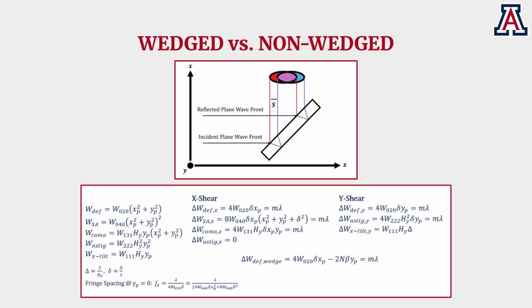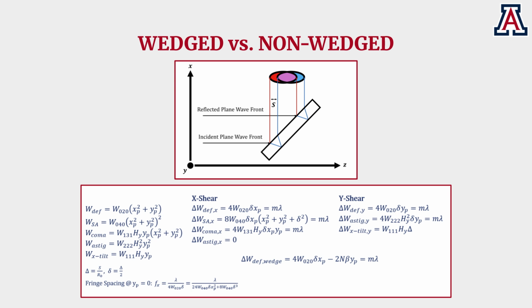We can now relate the fringes directly to aberrations. The wavefront is written as a sum of terms such as defocus, spherical, coma, astigmatism, and tilt. The shear converts these into a phase difference between the two shifted wavefronts. X shear measures variation along X, and Y shear along Y, so different aberrations appear depending on the shear direction. From the fringe spacing and orientation, we can quantify each aberration in units of waves.